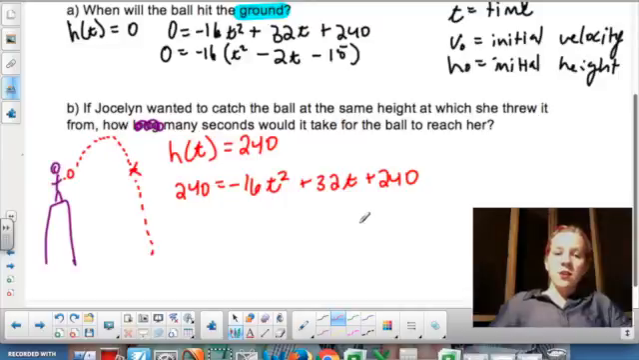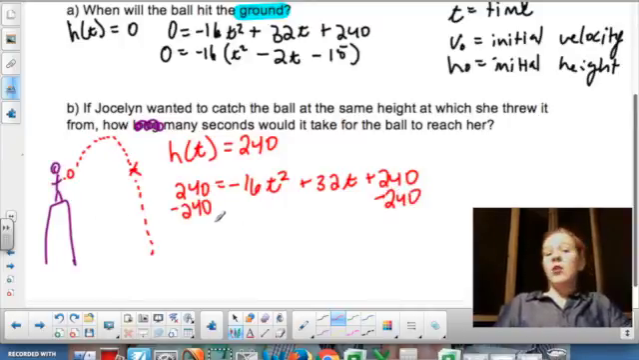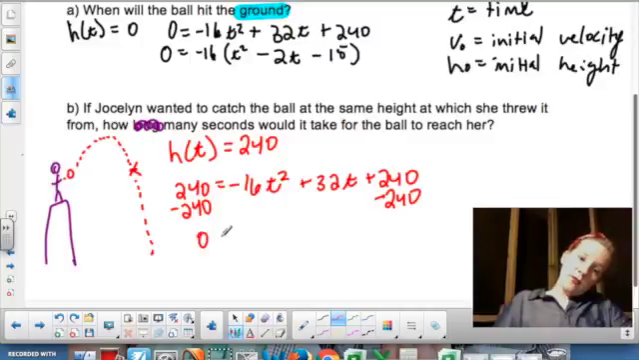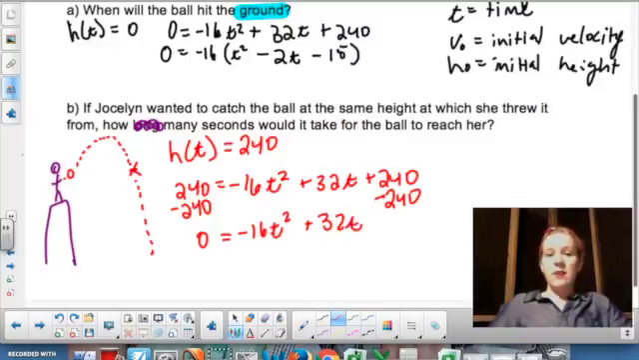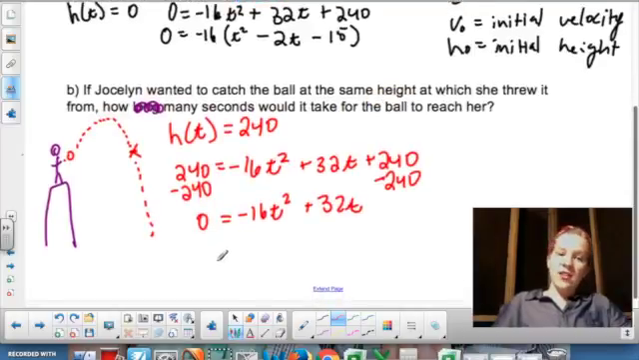So now when I start solving this, the first thing I'm going to do is, let's see, what do I want to do first? Okay, I'm going to go ahead and subtract off this 240 first. Because in order for solving by factoring to work, I have to have a 0 over here. So I can do that really easily by subtracting off that 240. And now I'm just left with this. Again, I need to factor out my GCF, but this time the GCF is going to be -16t, because both of these have a t.